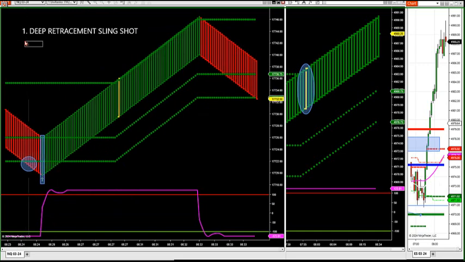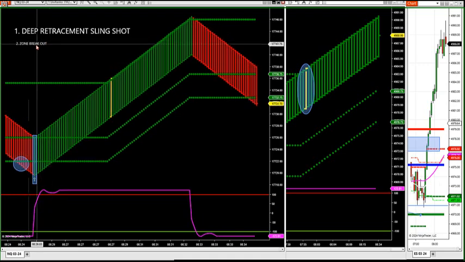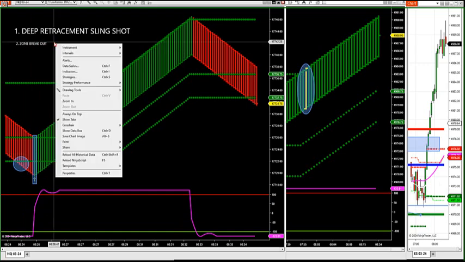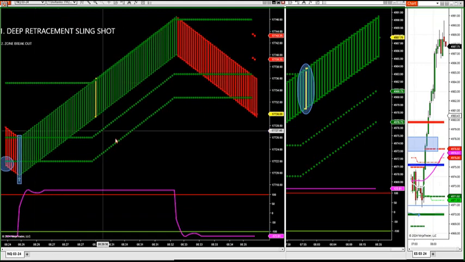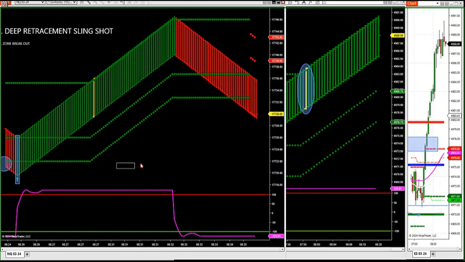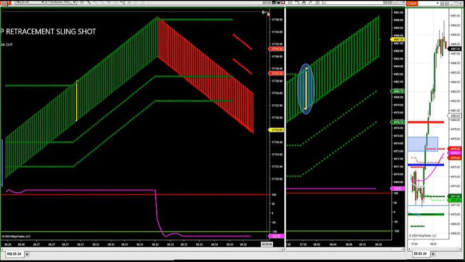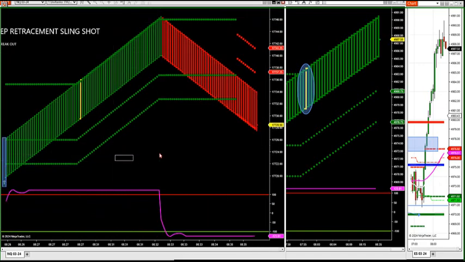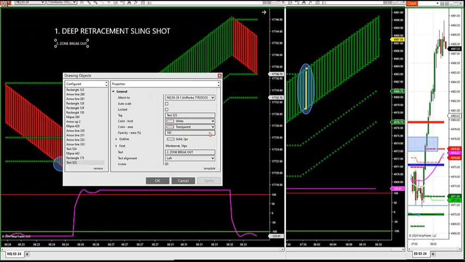The second setup is a momentum play, and this is called a zone breakout. What a zone breakout does is it's a continuation of a trend from a retracement, typically a deeper retracement. Let me put this back over here so we can see, or in the video. One sec, guys. So that's a zone breakout.